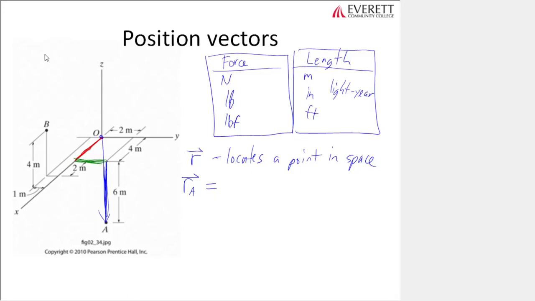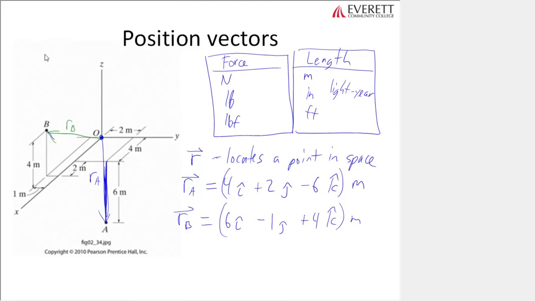Okay. So if I had to walk from the origin to A, I would go 4i positive plus 2j minus 6k. And my units would be meters. Okay? So that's the position vector to get from the origin to A. Okay, so that's rA. Let's find rB. So rB goes from O to B. 6i minus 1j plus 4k. Any questions about those two?